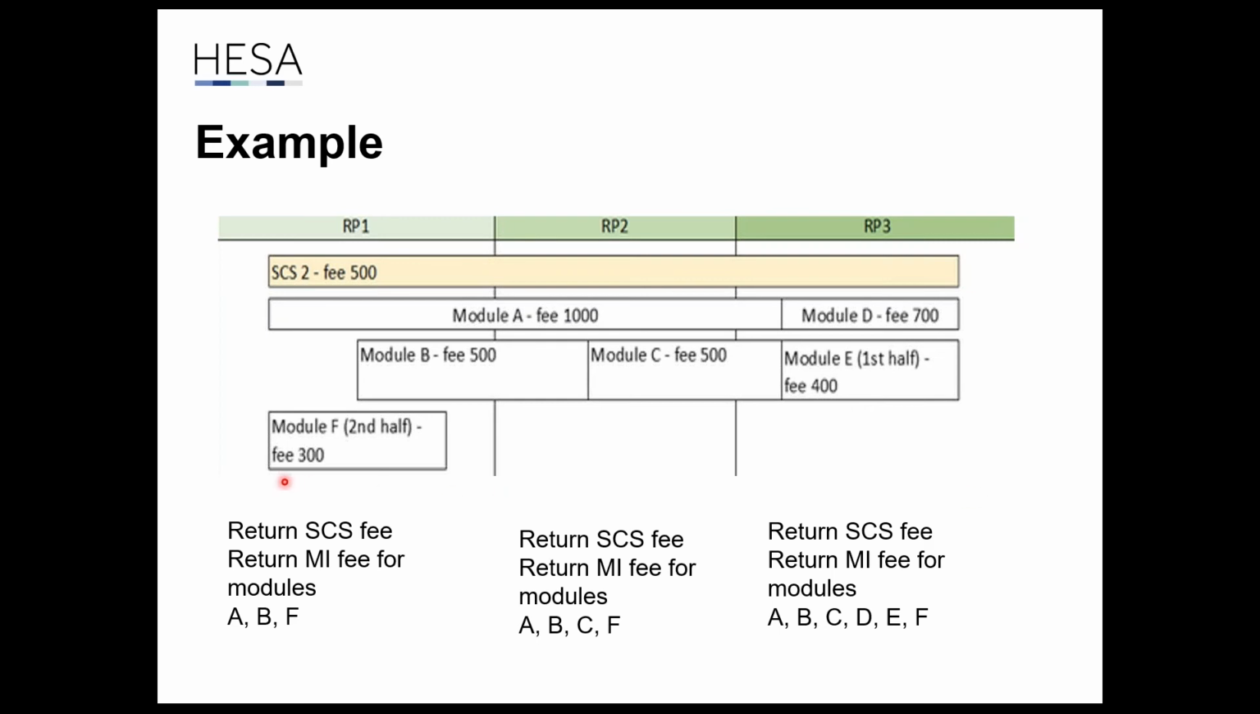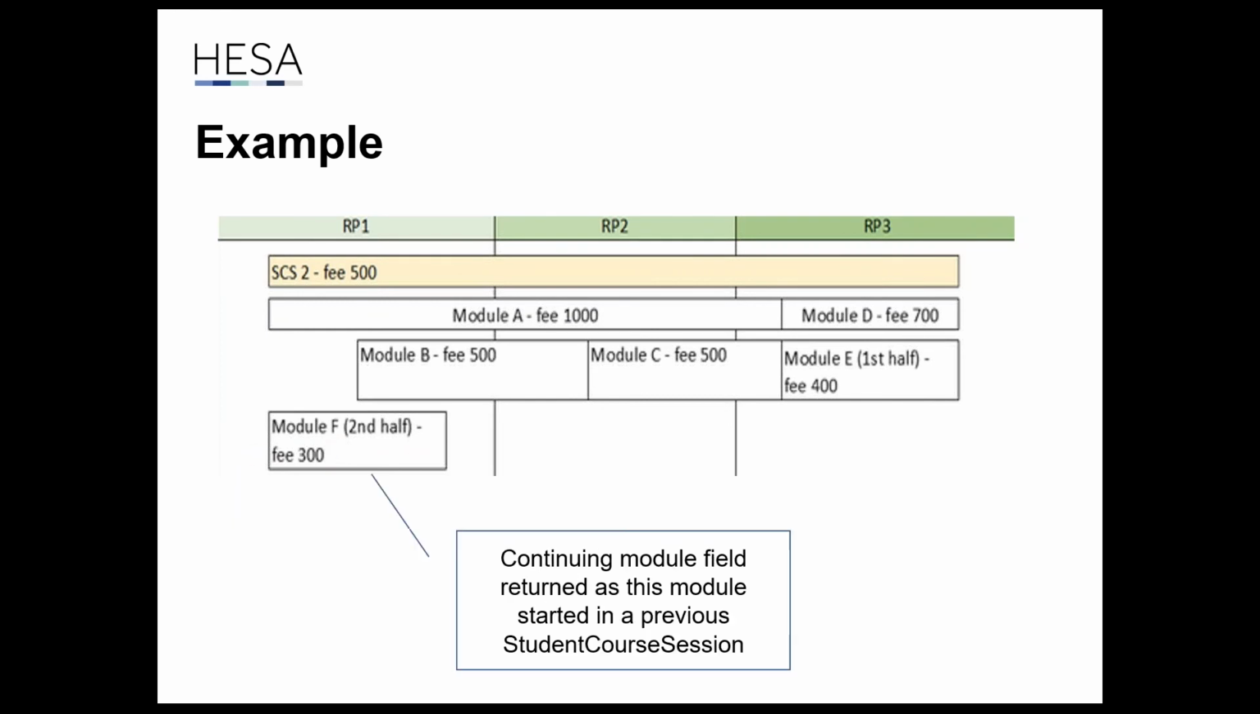What you may have noticed is that module F here is marked as being the second half of a module, meaning that it started in the previous student course session, and it's a continuation of that module from a previous student course session. It would therefore have the continuing module field returned to show that it started in a previous student course session and is continuing into this one. And what that means is it makes sure that we're not double counting this fee for that module because we know it's been counted before.